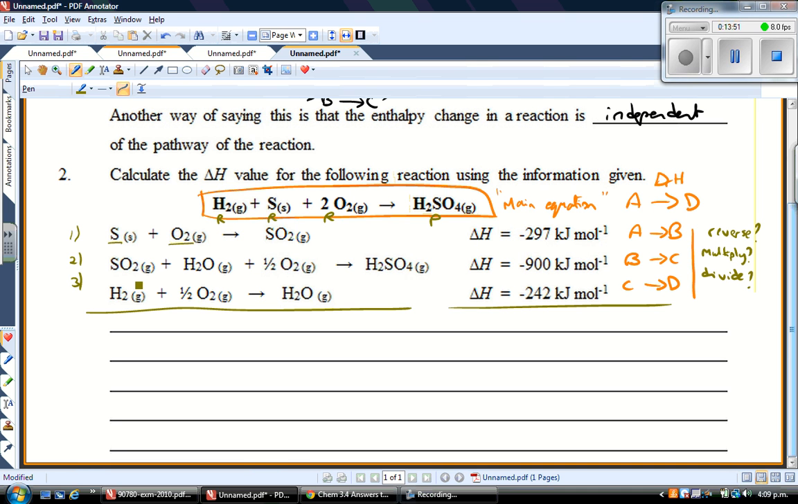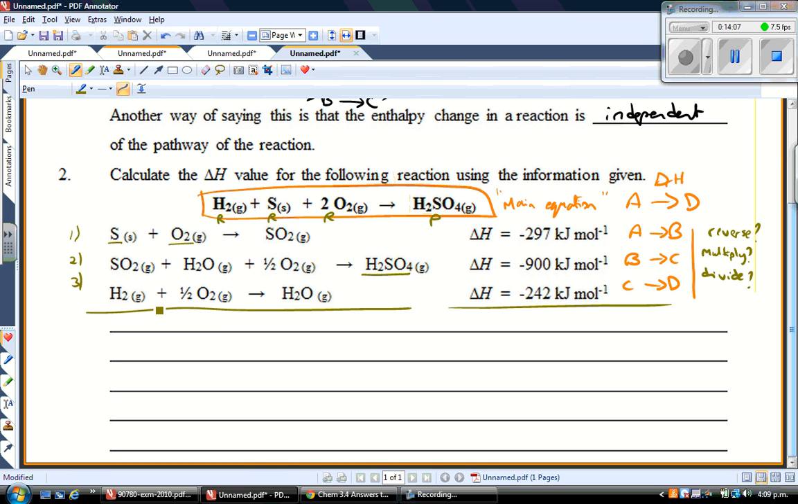The second reaction, sulfur dioxide plus water plus half oxygen, creates sulfuric acid. Sulfuric acid is a product in the main equation, so it's fine. It can stay there, and you don't need to change anything with the enthalpy for the reaction.